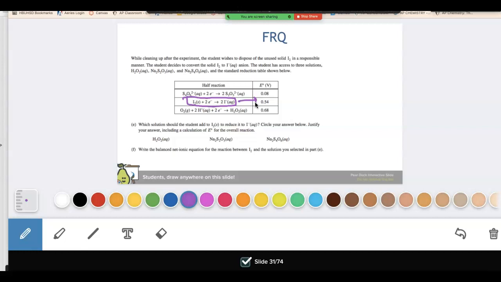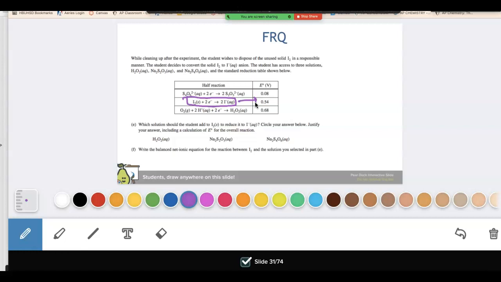That's what they're trying to do. If you need that to work, you need to have a positive voltage. Like, to get the reaction to happen, your voltage has to be positive. So they want the iodine to be reduced, which means whoever they pick to be in the reaction with it needs to be oxidized, okay?